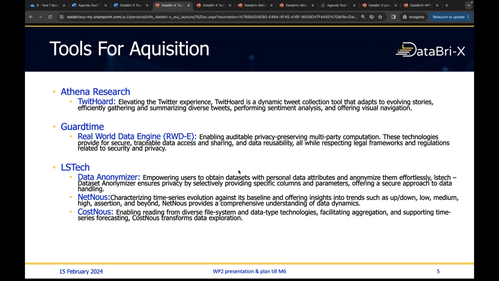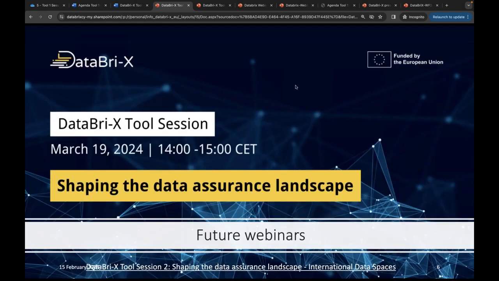I would like to point out the next session that we will have, where we'll look into the next phase of the data life cycle, the assurance. We will look into shaping the data assurance landscape with new tool presentations, and this will take place on the 19th of March at 2 p.m. Central European Time. So thank you all for joining, and see you next time.